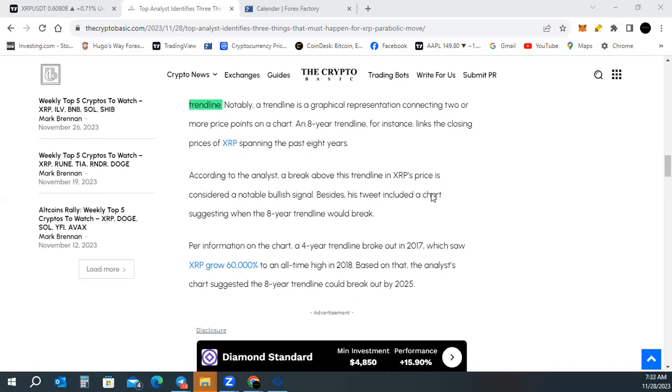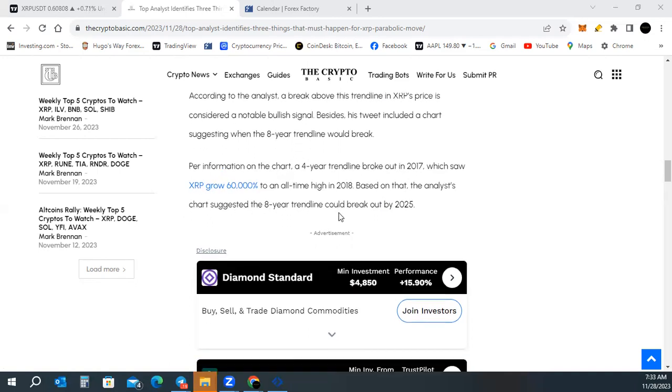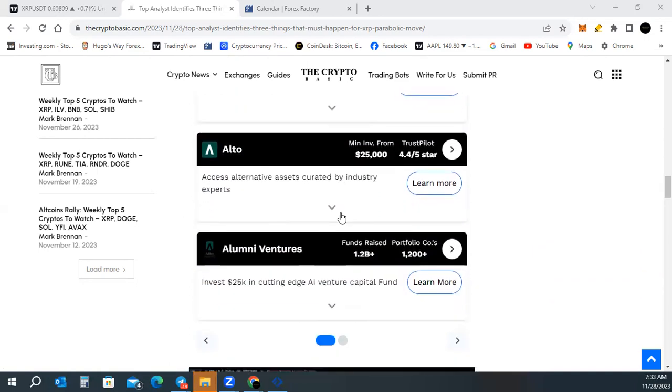Besides, his tweet included a chart suggesting when the 8-year trend line would break. For information on the chart, a 4-year trend line broke out in 2017, which saw XRP grow 60,000% to an all-time high in 2018. Based on that, the analyst's chart suggests that the 8-year trend line could break out by 2025.